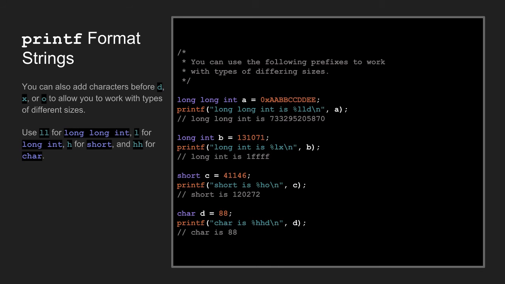If we're using different types with printf, we need to tell printf what type it is. So if it's a long long int, we say LL, and then whatever we want it to print. If it's a long int, we say L, and then the way we want it to print. H for short and double H for char. And as I said, you can see up here, this has its value as a hexadecimal literal.